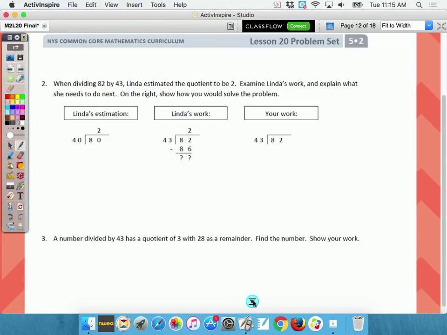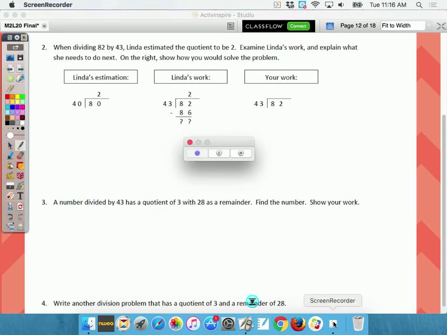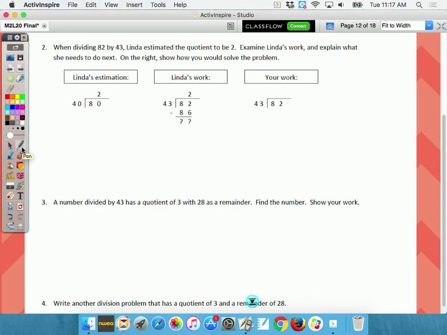Now, I'm going to have you talk with your table group here. But let me read the problem first. This says, when dividing 82 by 43, Linda estimated the quotient to be 2. Examine Linda's work. I like that word, examine. It means to look at it, but look at it carefully, right? Figure out what's wrong with it and explain what she needs to do next. On the right, show how you would solve the problem. Now just wait on that one. Talk to your group about Linda's work. Table 1, tell me what you talked about.